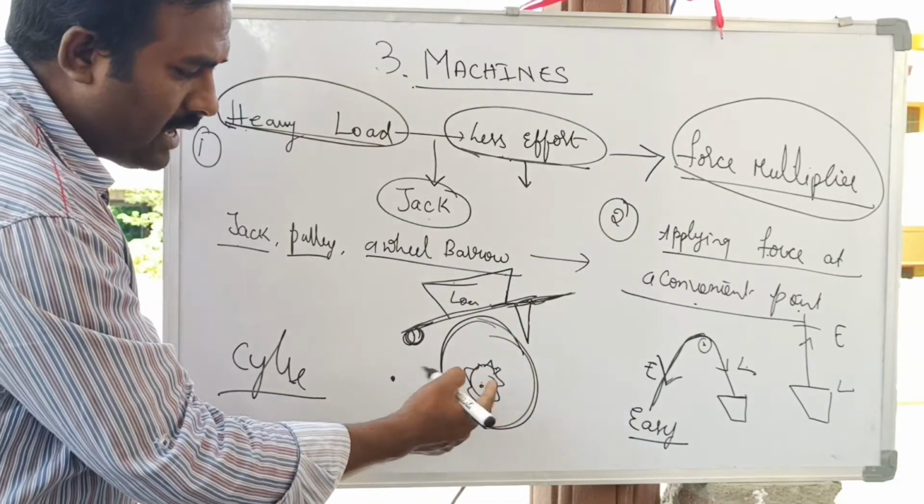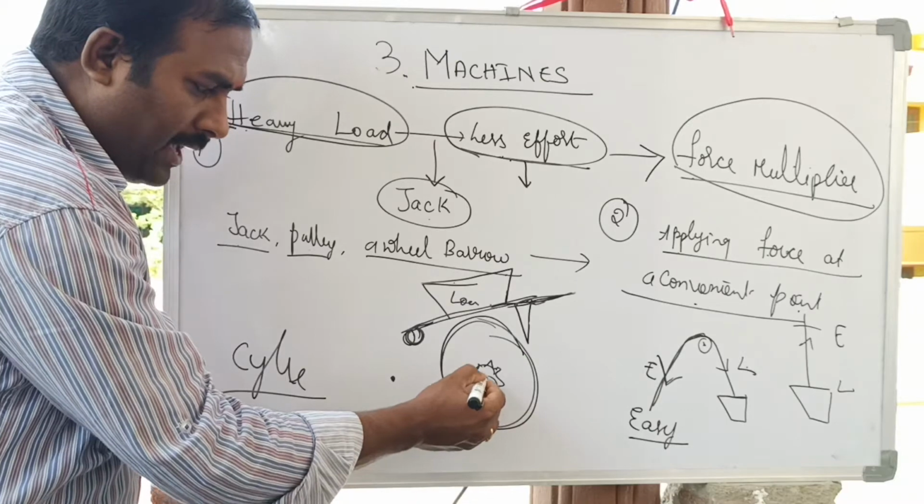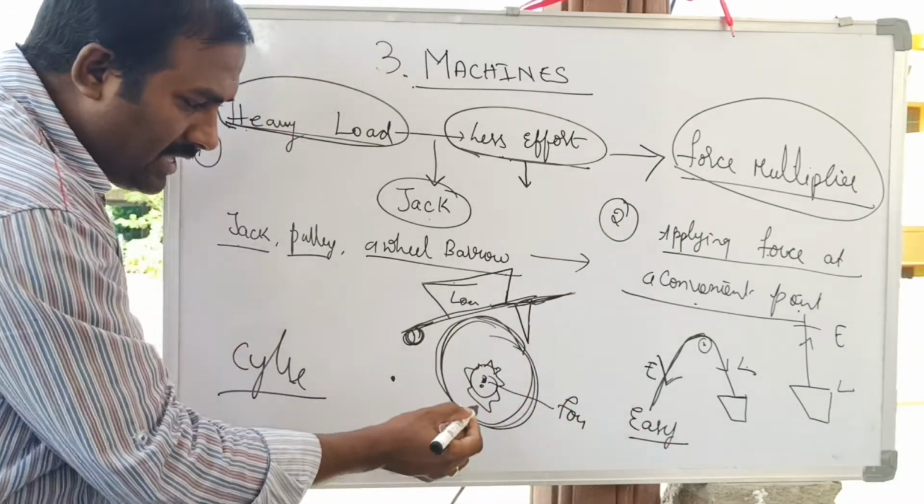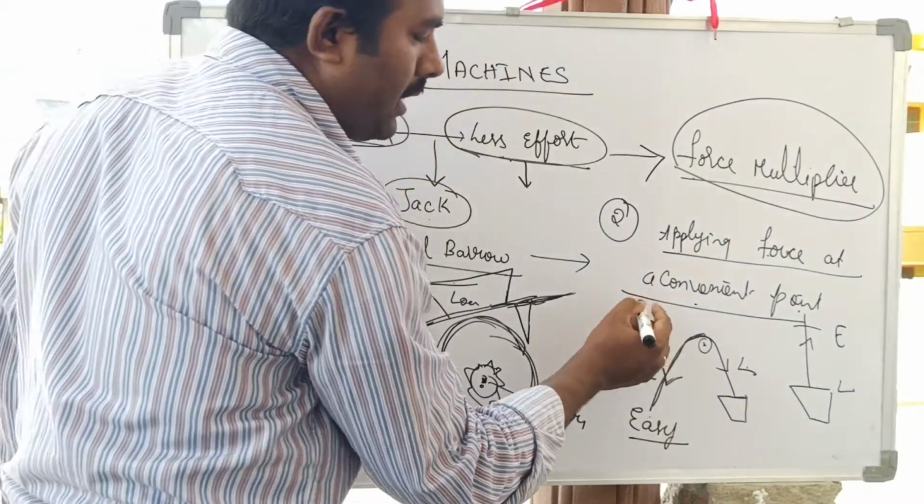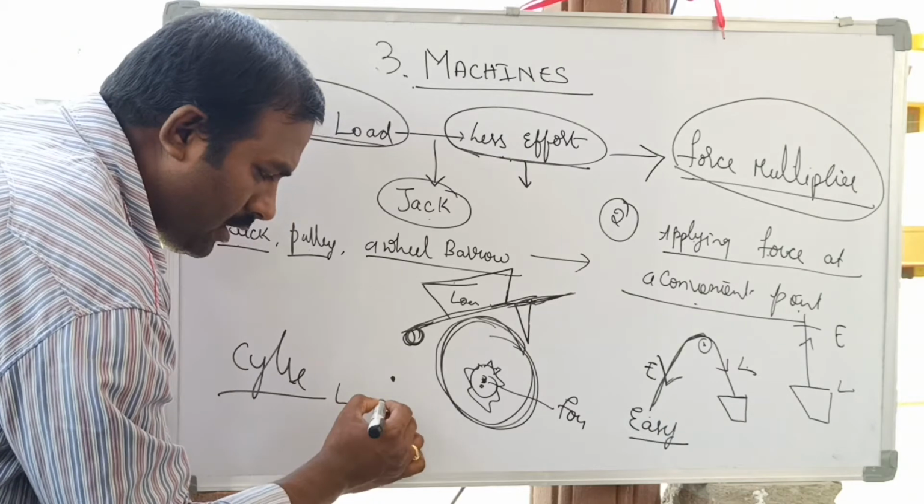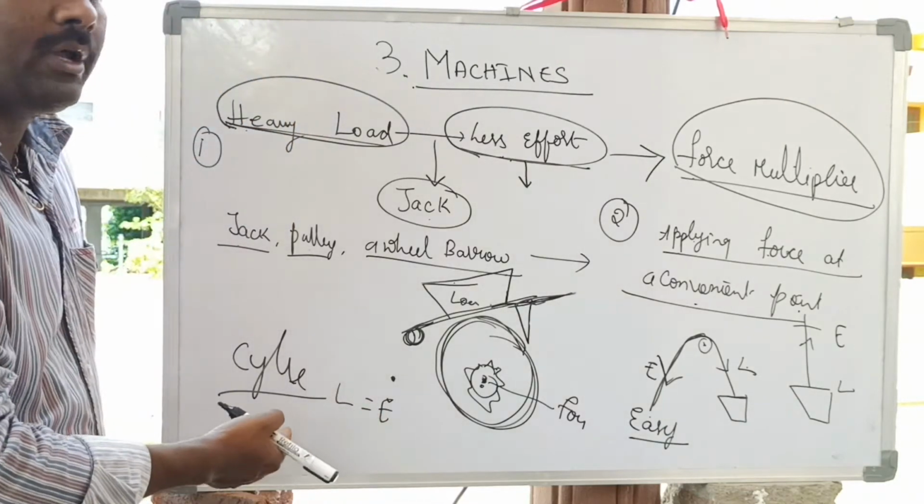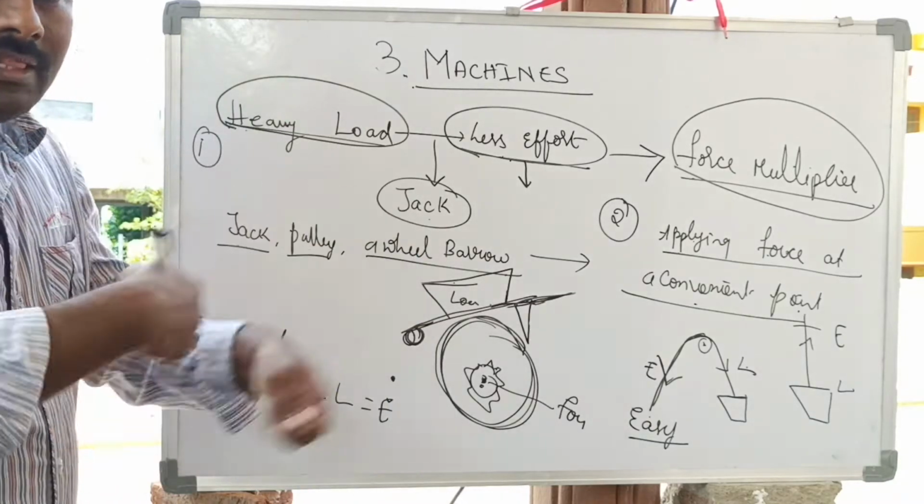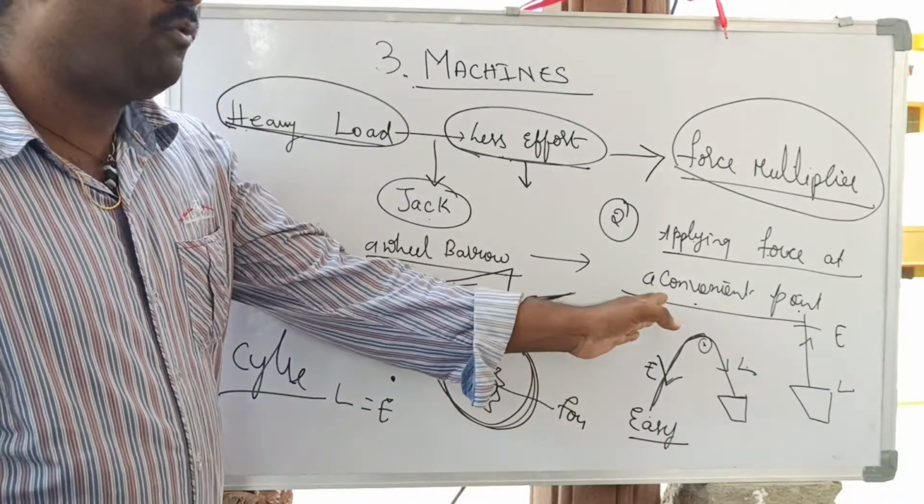So here, at a convenient point, I am applying what? Force to move this wheel. So these types of examples are nothing but applying force at a convenient point where the load is equal to the effort. Here there is no gain in speed, and it will not multiply the force. How much you pedal the cycle, that much it will move fast.